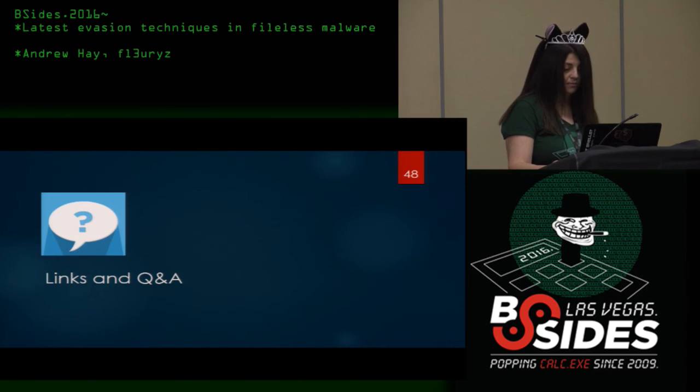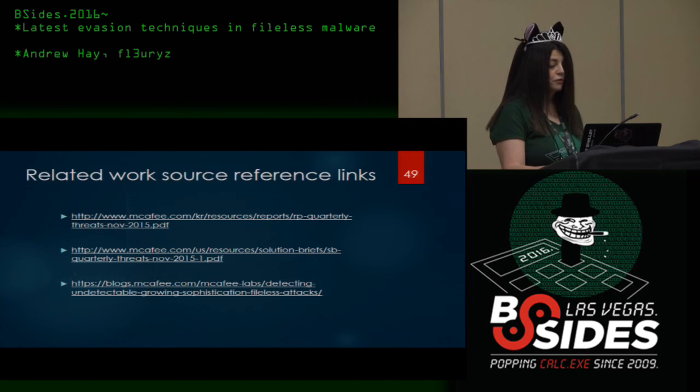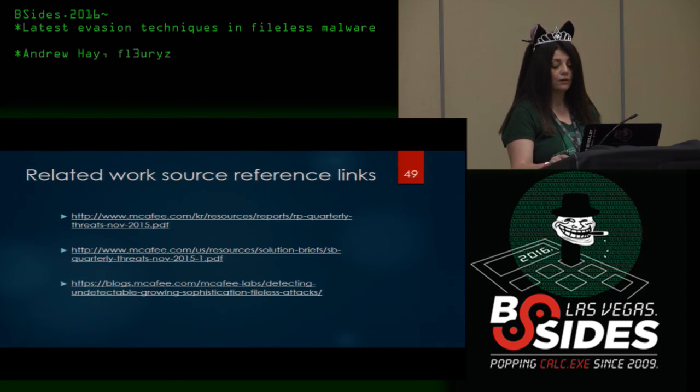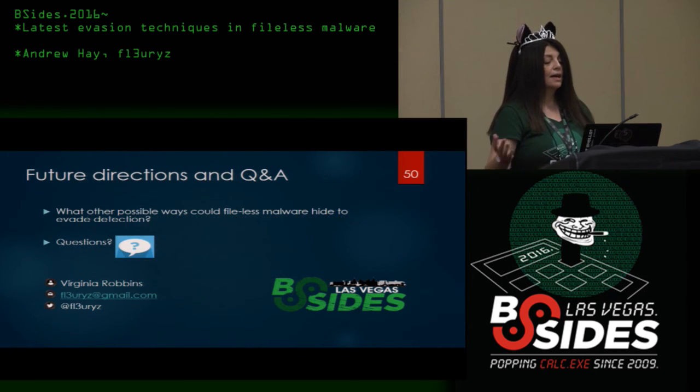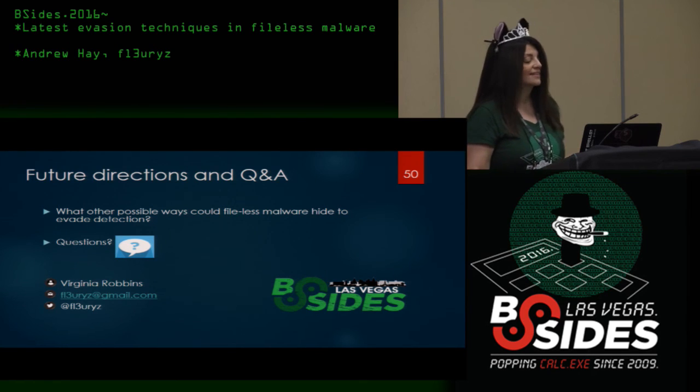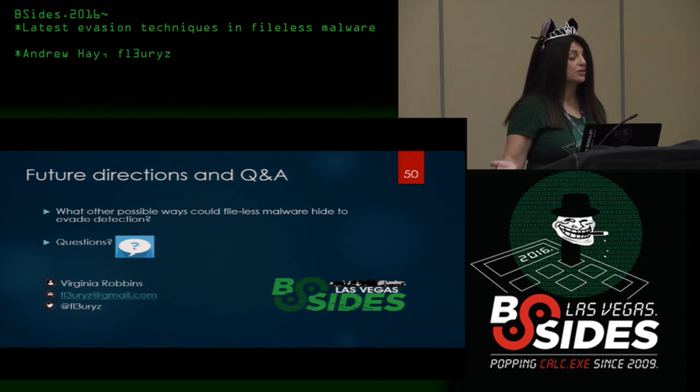And so now we're going to move to questions. Here are some related work source reference links. And one question I have is, what other possible ways could fileless malware hide to evade detection in the future?